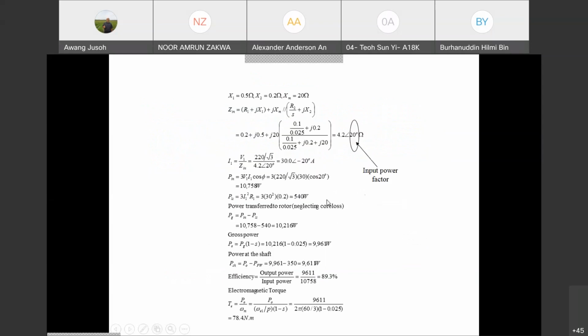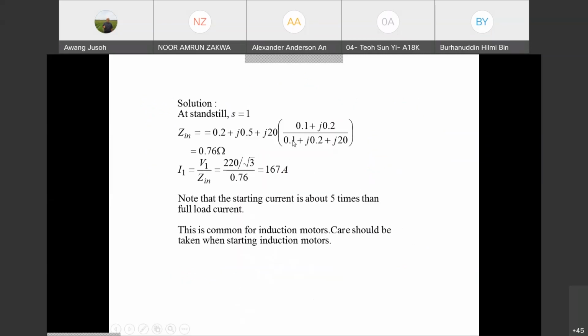At slip 2.5%, how much was Z in just now? 4.2. But when slip equals 1, it is 0.76, very low impedance. So how much is the current now? Phase current is 167 ampere, which is 5 times bigger than the full load current. That is a characteristic of the induction motor: starting current is very high compared to the full load current.